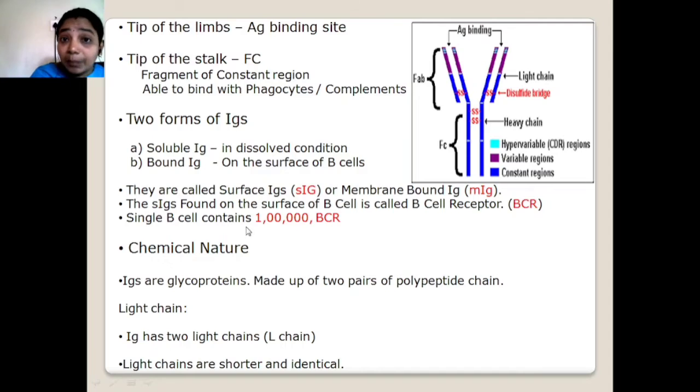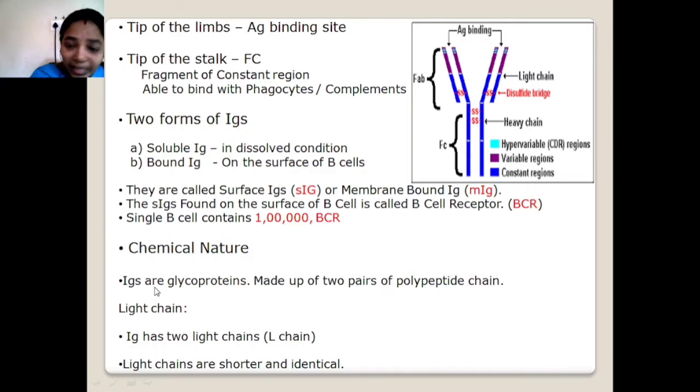A single B cell can contain nearly 1 lakh BCR on its surface. Just imagine, every single B cell contains 1 lakh B cell receptors on its surface. Then you see the chemical nature of immunoglobulin.